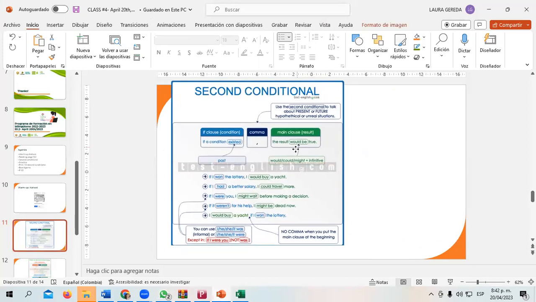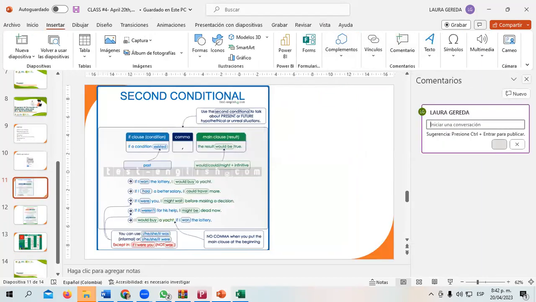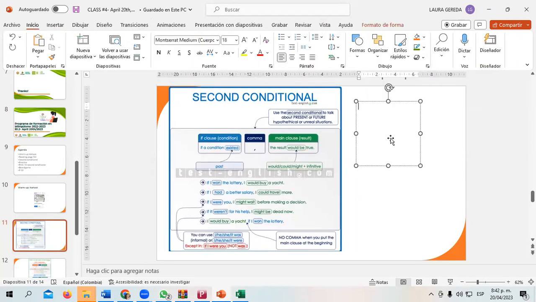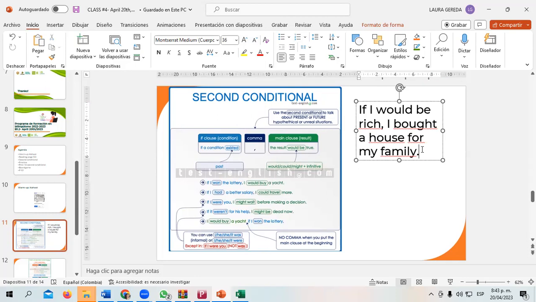be careful with this second conditional. Sometimes I see some people or some students that make this mistake. I write, if I would be rich, I bought a house for my family. Okay. Is this sentence correct or incorrect? If I would be rich, I bought a house for my family. Incorrect. It's incorrect. Yes.